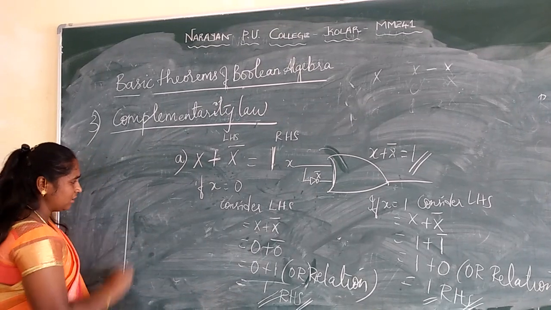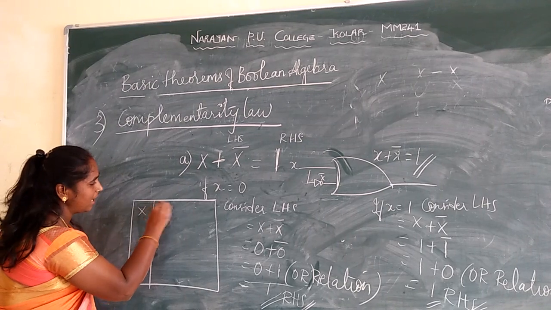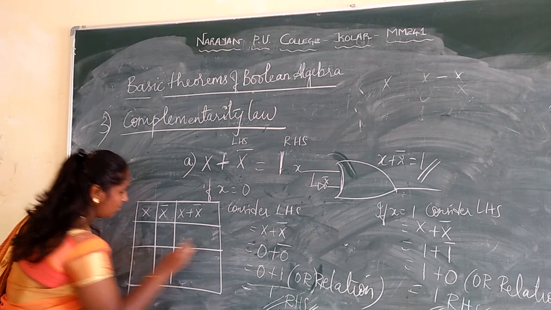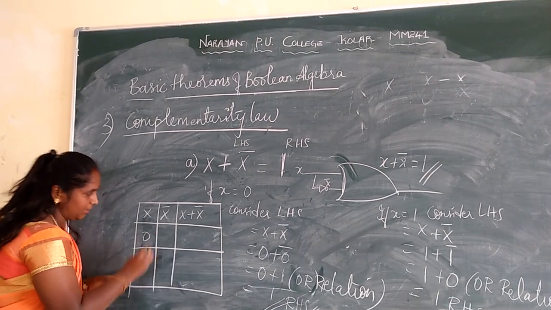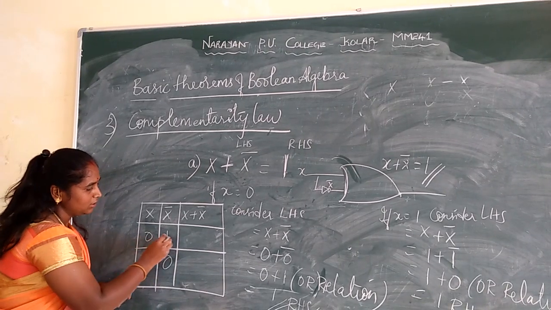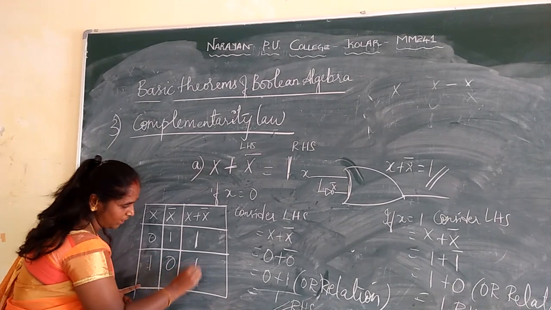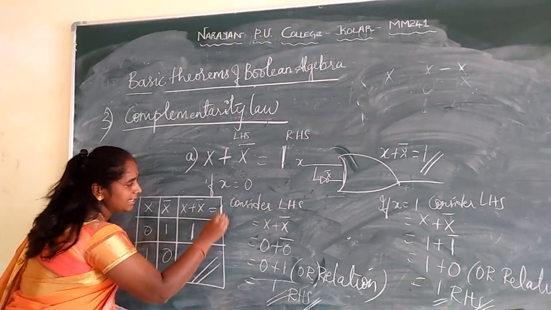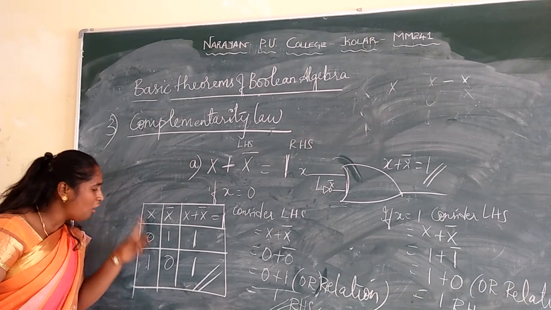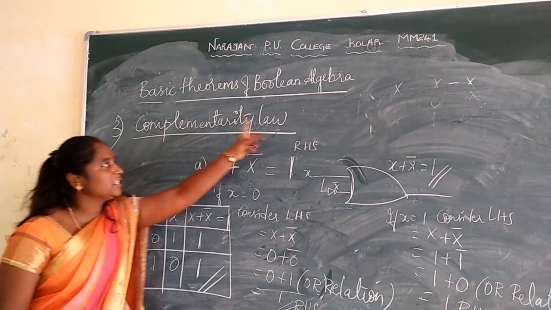The truth table for it has columns x, x bar, and x plus x bar. First time 0, second time 1. So the complement of 0 becomes 1, and the complement of 1 becomes 0. 0 plus 1 is 1, 1 plus 0 is 1. So both ways the result has been proved as 1. For every value of x, either 0 or 1, the result is always 1 with the help of the complementarity law.